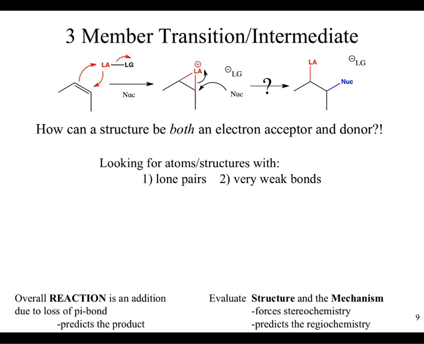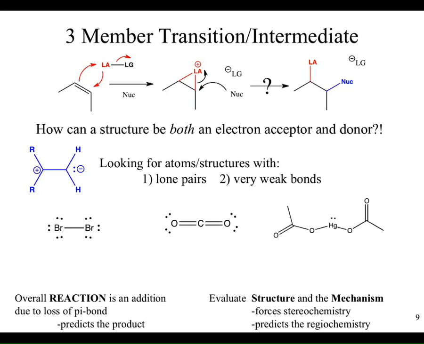So let's take a look at the three-membered transition intermediates. So how can we get a structure that is both an electron acceptor and donor? We already gave you an answer for that. Alkenes. Alkenes do this, but now we want a single atom to do this. So that single atom needs to have lone pairs and very weak bonds. So here's 3 examples. Take a minute to see what you can nail down for each of these.